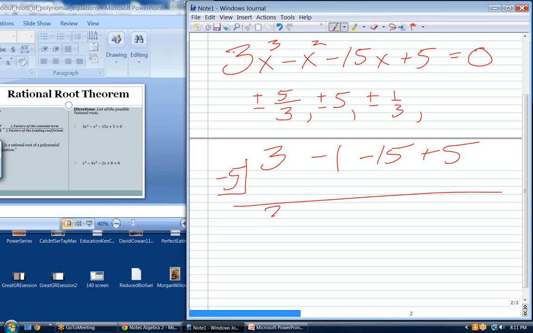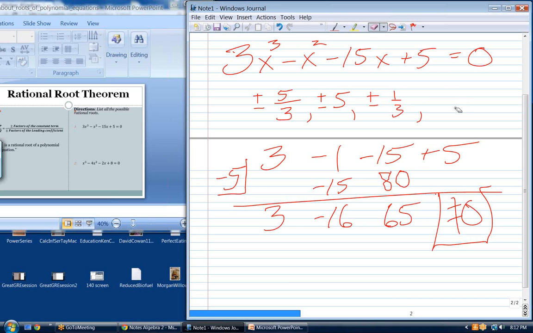You bring down the 3. 3 times negative 5 is negative 15. You get negative 16. Times negative 5 is 80. All right. And then clearly, this isn't going to work either. It's not 0. Okay? So it has to be 0 remainder for it to be a solution.